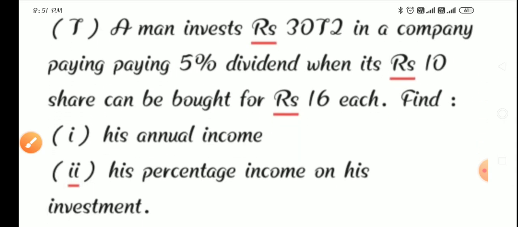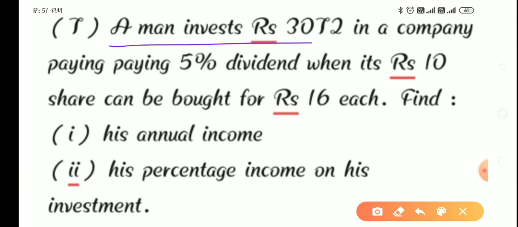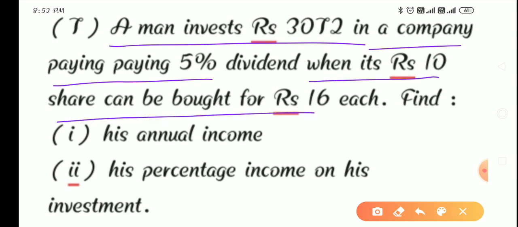Now question number 7, you can see what is given in this question. A man invests rupees 3072 in a company paying 5% dividend when its rupees 10 shares can be bought for rupees 16 each. Four things are given here. Investment: the man is investing 3072 rupees. The company is giving 5% dividend. Rupees 10 share means NV of 1 share is rupees 10, but you can purchase it at rupees 16. So MV of 1 share is rupees 16.